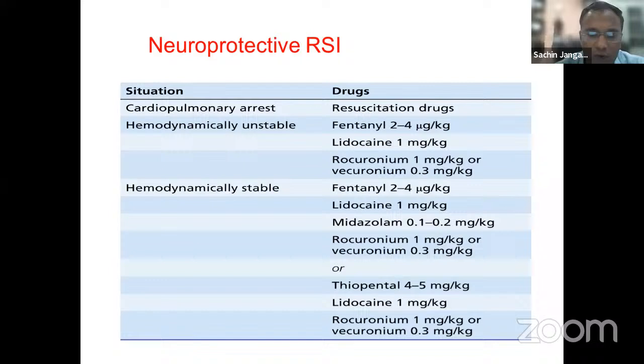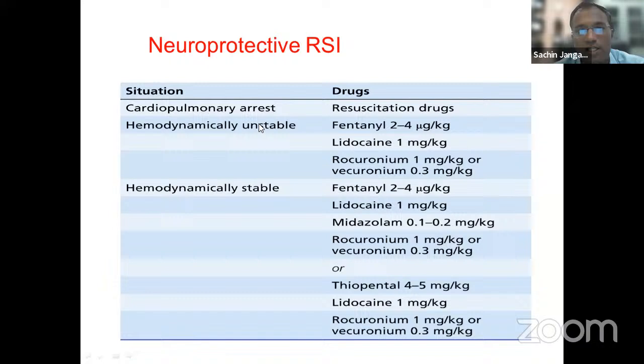So how do you intubate a child with a coma in an emergency room? Here we have to take care that there should not be an ICP spike, intracranial pressure should not rise during the intubation. If the child is in cardiac arrest, we have to use the resuscitation drugs. But here we have to first see whether the child is hemodynamically stable or unstable.